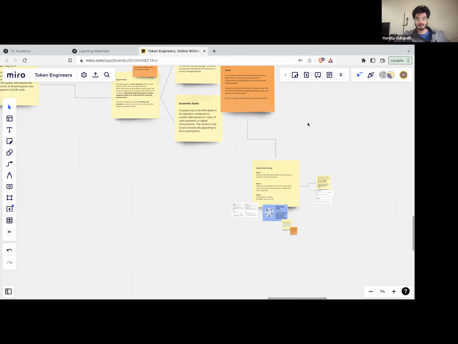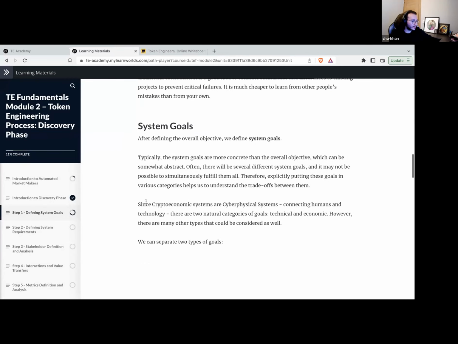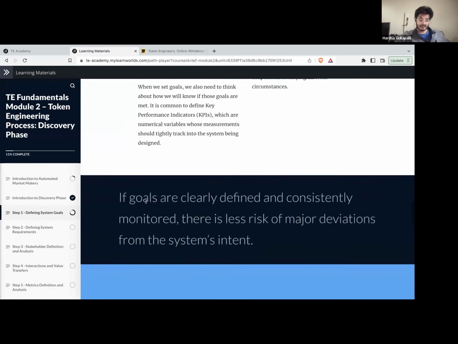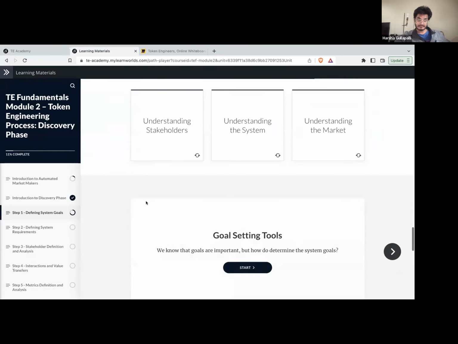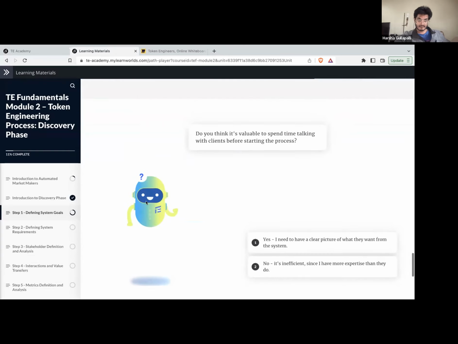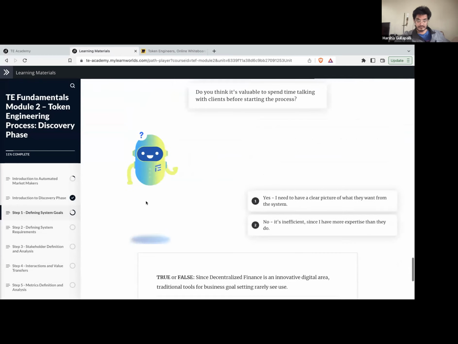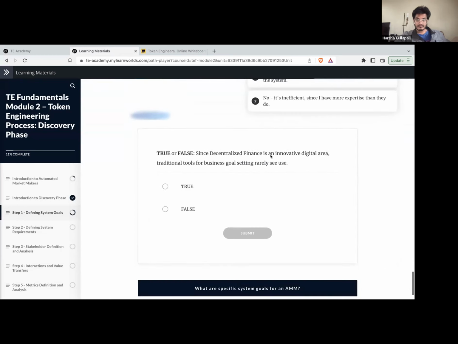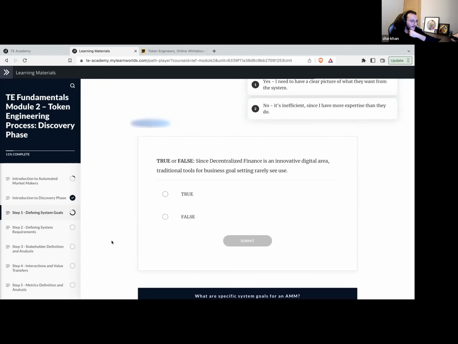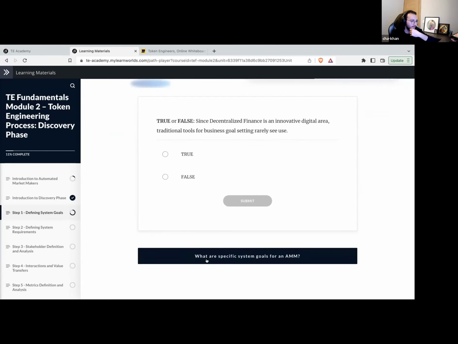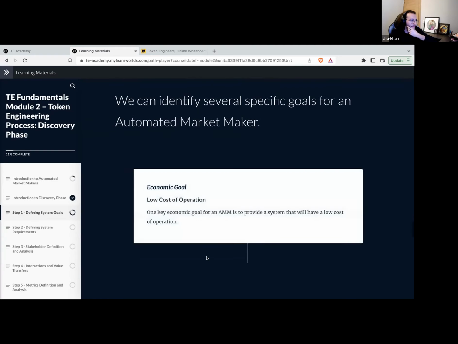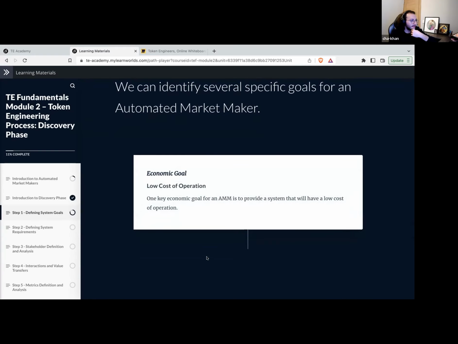All right. So how about we try to do this? Yeah, we should try to do this, just to understand it better. How about we do it for an AMM first? They do it. Let's go through that together. Just click the button at the bottom. It says what are specific system goals for an AMM? And then that'll give us some idea.